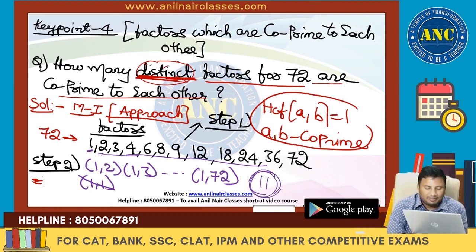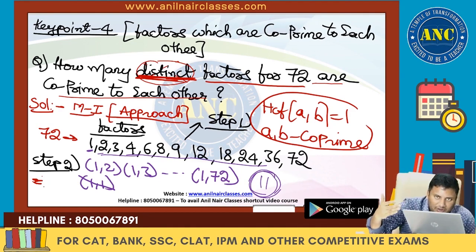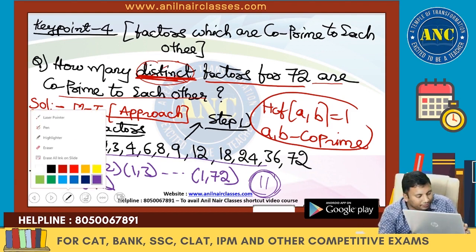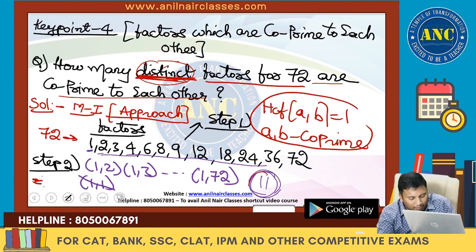Am I right? First step: how many numbers are co-prime with 1? Next step: how many numbers are co-prime among each other? 1 with 2, 1 with 3, 1 with 72. There are 11 numbers which are co-prime with 1.